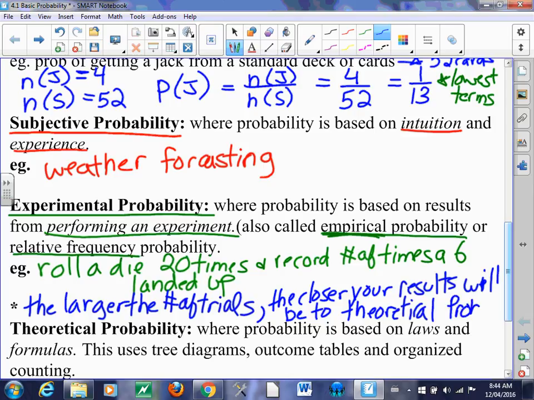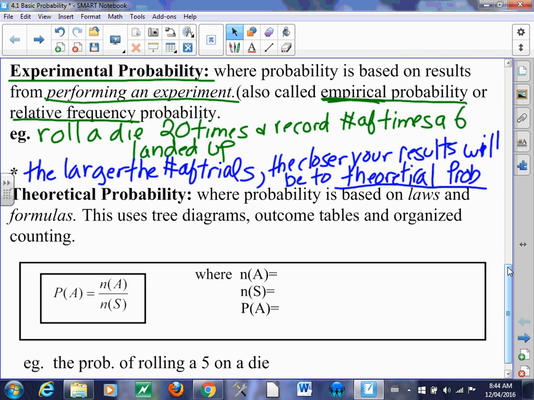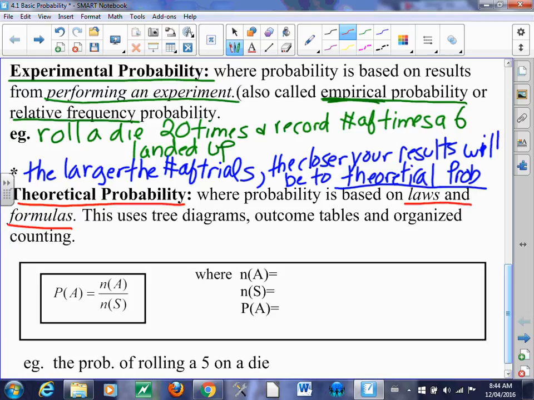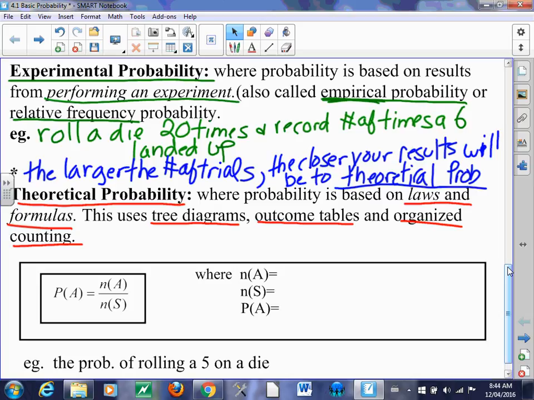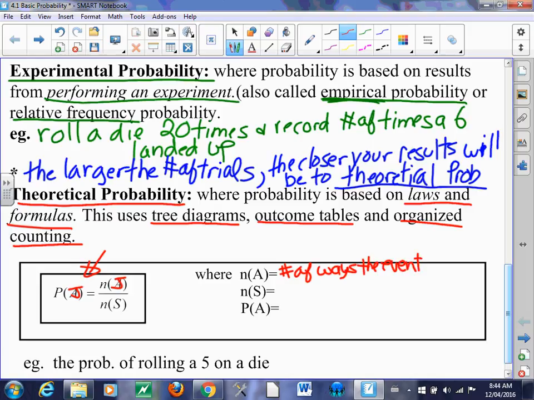So you want to get as close, in real life, if you're doing an experiment, you want to get as close to theoretical probability. And the reason why, folks, is the definition of theoretical probability. Theoretical probability is based on laws and formulas. This uses different types of organization tools like tree diagrams, outcome tables, and organized counting, like what we just did with permutations and combinations. So by law, this is the formula we just did up above, folks. Probability of getting a jack is the number of jacks divided by the number in the sample. So number of A is the number of ways the event occurs.